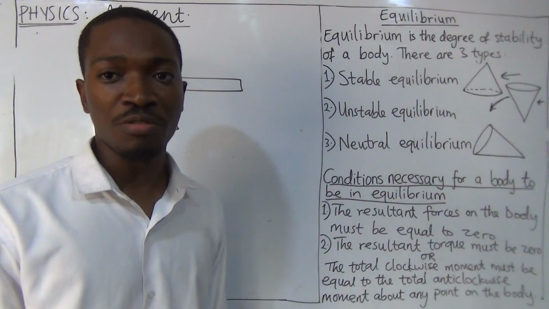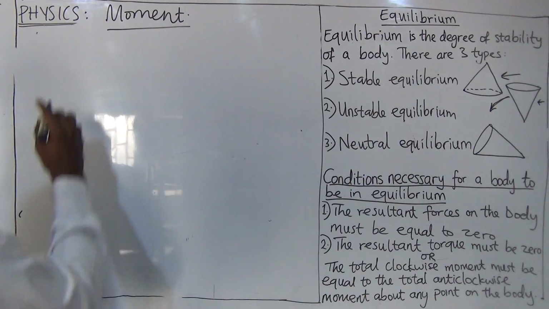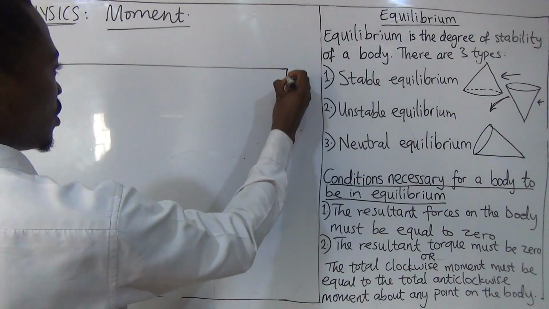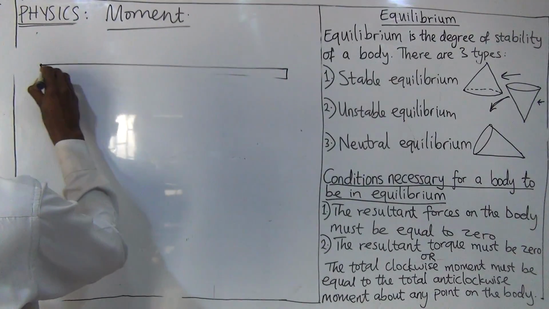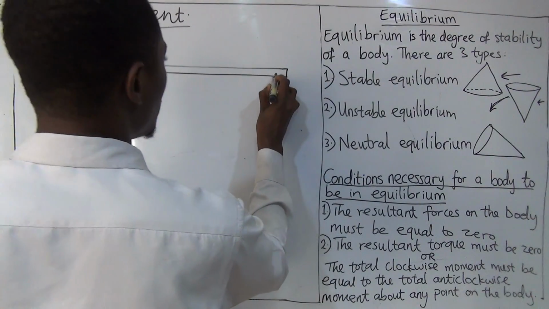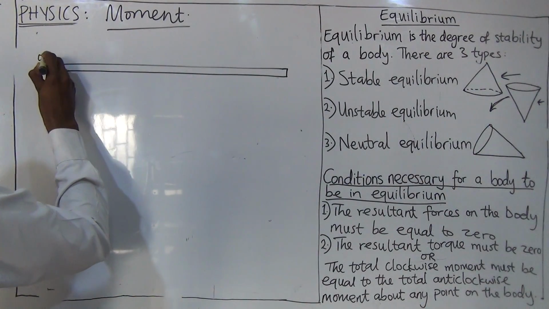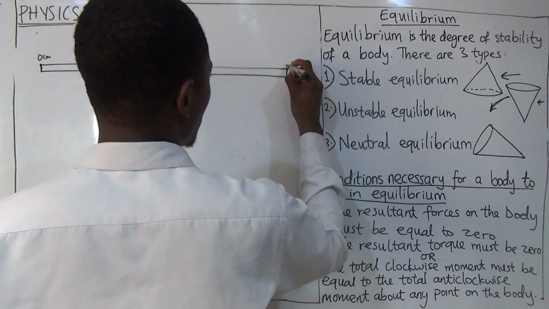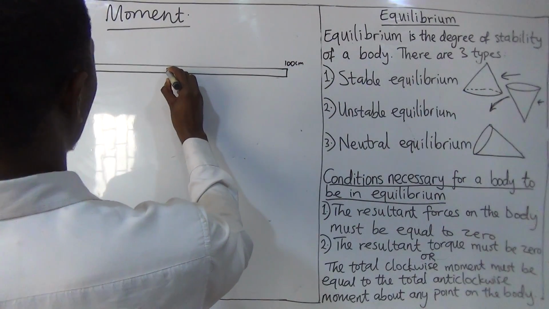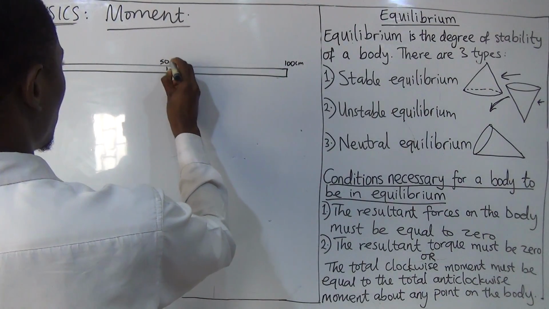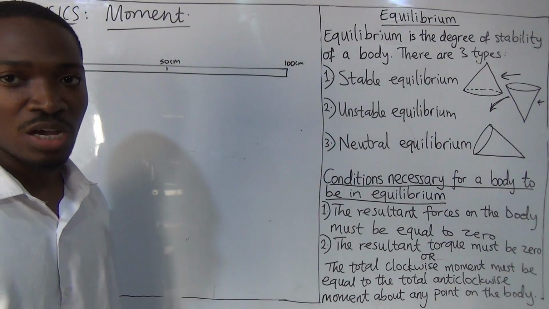Let us use the example of a meter rule. You know what a meter rule is? A meter rule is just a very long stick whose length is 1 meter, and it is uniform. That means the width is uniform from beginning to end. The first mark is 0 centimeters, and the last mark is 100 centimeters. The middle of the beam is calibrated as 50 centimeters. This is a uniform meter rule.